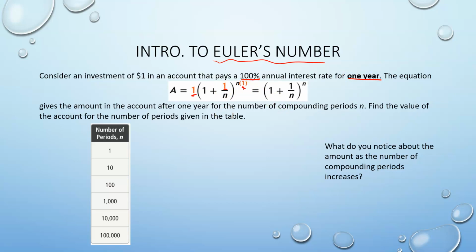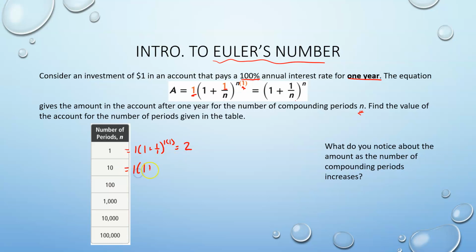So basically, we're putting all 1s in. The only thing that's going to change is the number of times per year that is calculated. Okay, so it says give the amount in the account after 1 year for a number of compounding periods and find the value for all these values in the table. So for this one, it wants me to do 1 times 1 plus 1 over 1 to the 1 times 1. Okay, I typed all that into my calculator and I got 2.